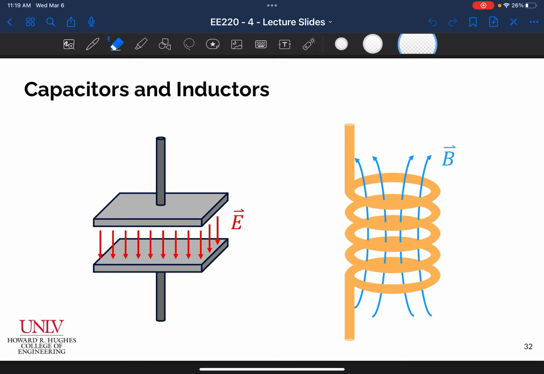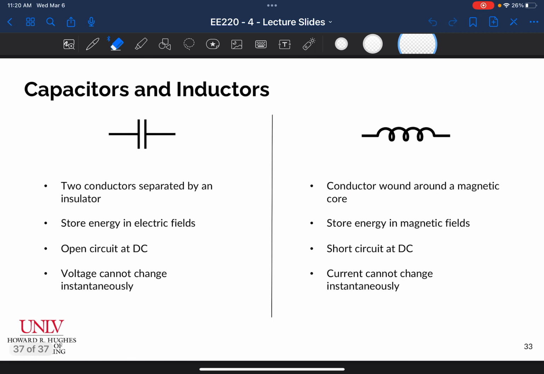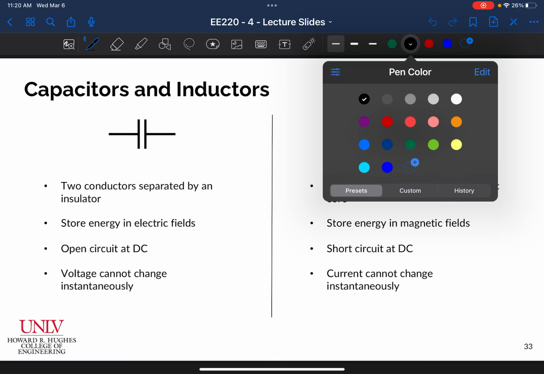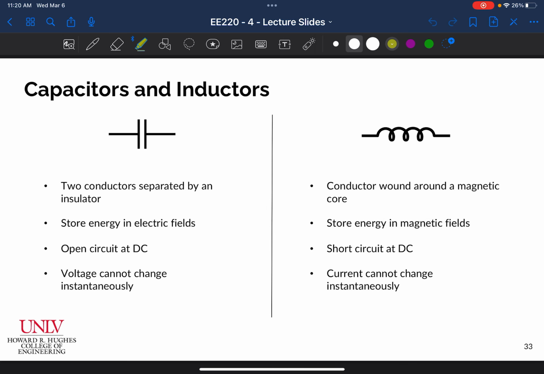And so these are the two pictures that I use to describe the physical realization of capacitors and inductors. Obviously the capacitor is on the left and the inductor on the right. So I'm going to move on to this slide right here, where I'm going to pull out my highlighter and just make some notes. Of course, this is the symbol for the capacitor on the left.